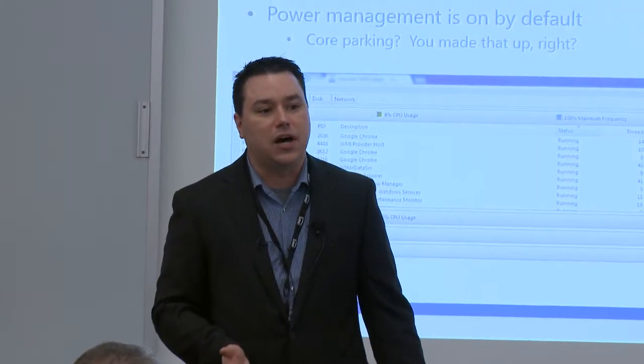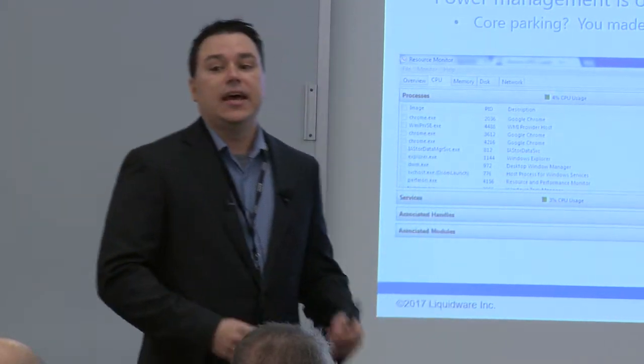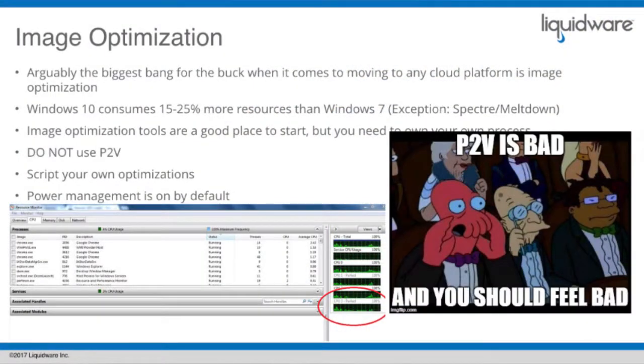Because you're taking all your drivers, all your junk, all your everything that you've done in your physical machines for years and years and years and saying, good enough, let's just move that into Amazon. Don't do that. It is inefficient, it's slow, it's wasting your resources, and it's costing you money. Image optimize, use your own tools, use the Citrix and VMware tools as a starting point. Script them, and then also don't forget this. Power management's always on by default.